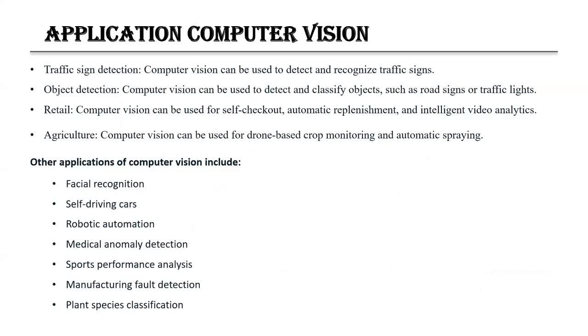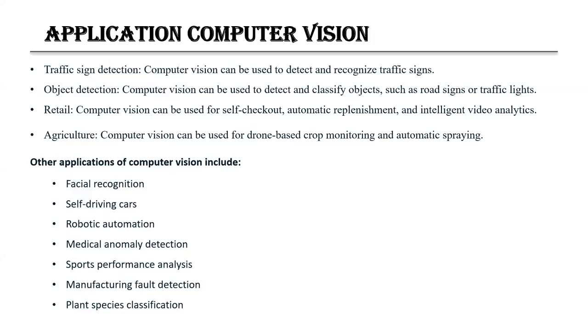Okay, so next are applications of computer vision. The first one is traffic sign detection, as we have discussed, and object detection. Computer vision can be used to detect and classify objects such as road signs and traffic lights, as you mentioned in the cars example. In retail, computer vision can be used for self-checkout, automatic replenishment, and intelligent video analytics. And in the agriculture field as well, computer vision can be used for drone-based crop monitoring and automatic spraying.